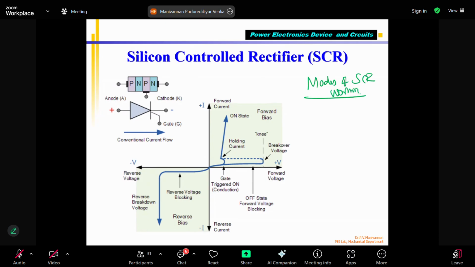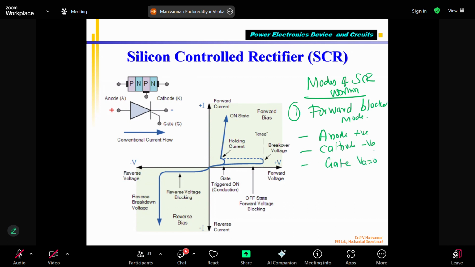Already explained for understanding. One is called the forward blocked mode. Note down, these are important. In the exam, you are expected to write all this. Forward blocked mode, first operation. In that case, what should the condition be? The anode is at positive voltage, the cathode is negative, and the gate voltage is 0.